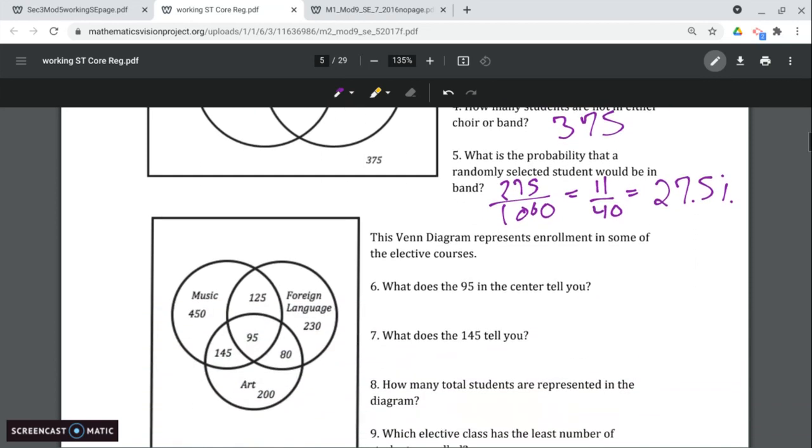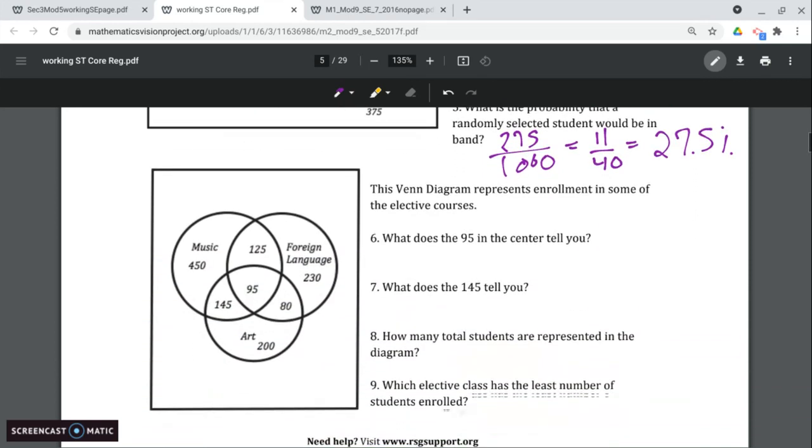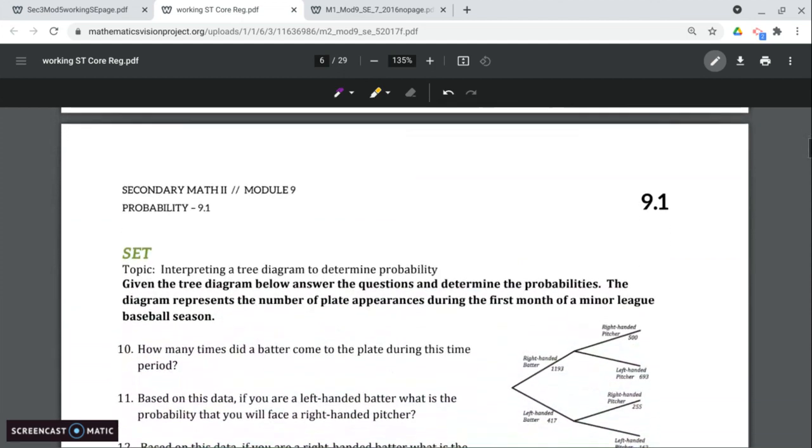So the next Venn diagram, there's lots more going on, but you're going to answer the questions just the same. Tell how many are represented, what the 95 means, what the 145 means. So looking at what some of these different values represent, since now we have 3 circles going on. And so you'll answer those questions provided.